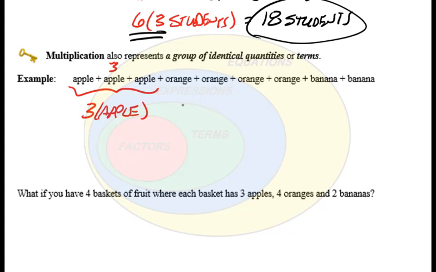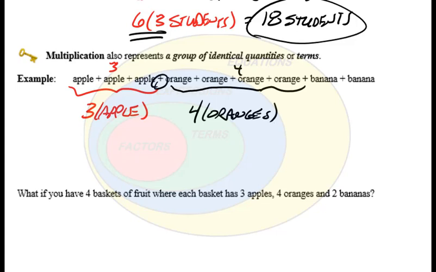So in math, if I look at the oranges, sorry, I'm adding 4 oranges. Well, we could put those 4 oranges together as 4 times oranges, or 4 oranges. And then finally, it looks like I've got 2 bananas. So we could group that as 2 times banana, or 2 banana, right? So I'm actually adding these things together, and I could use multiplication for that.